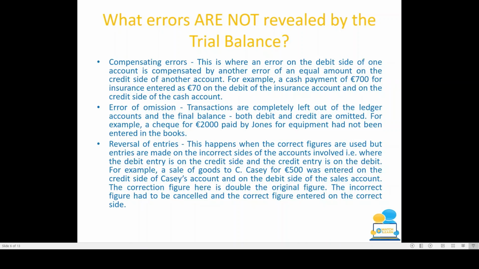So for example, a check for 2,000 paid by Jones for equipment has not been entered in the books. So they should have credited bank and debited equipment, and they didn't do that, which is wrong.